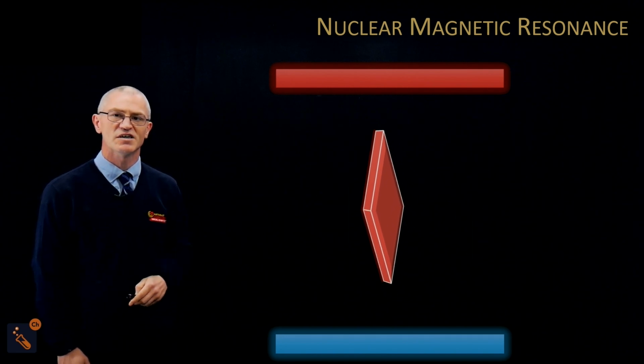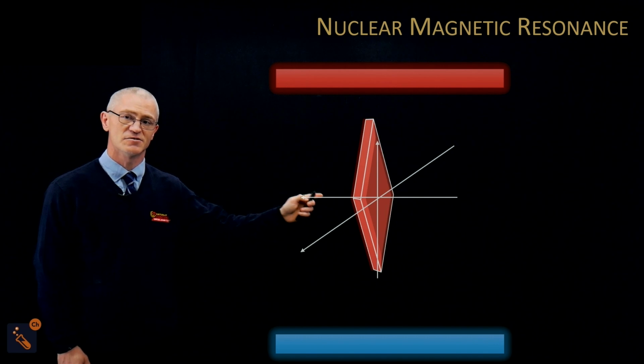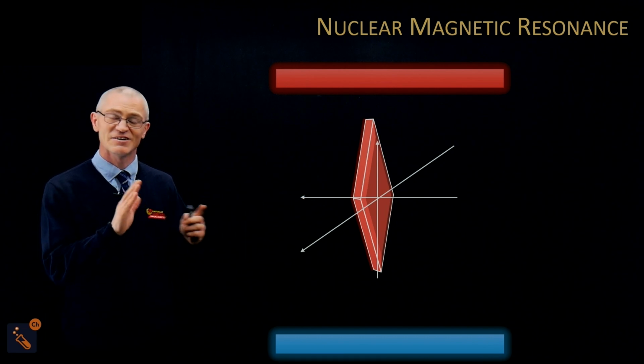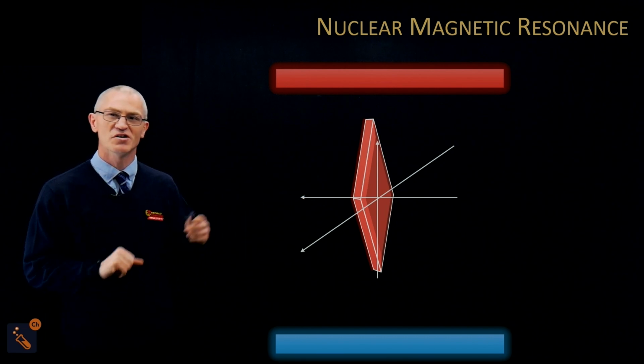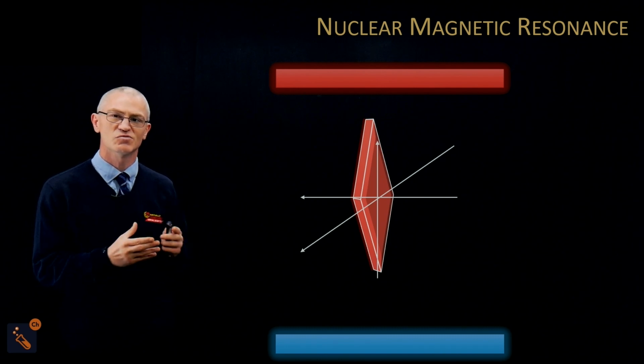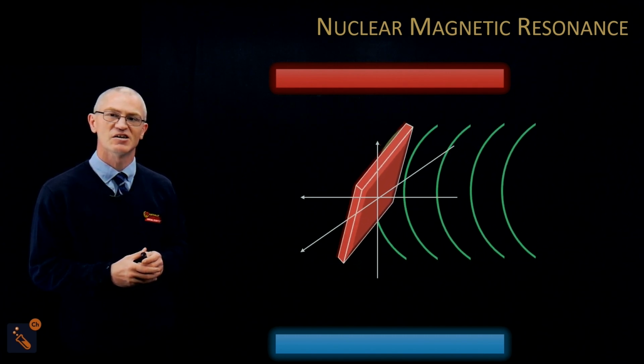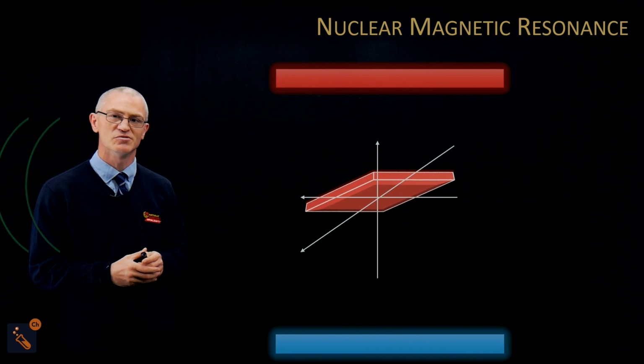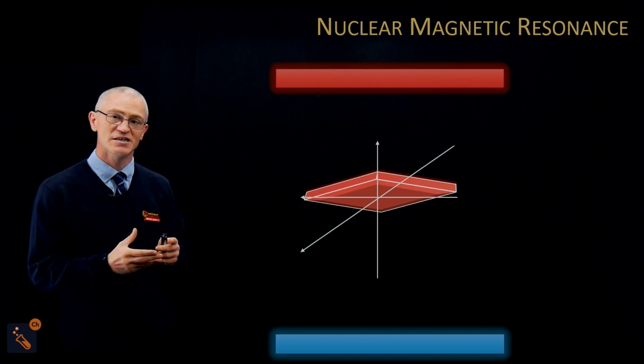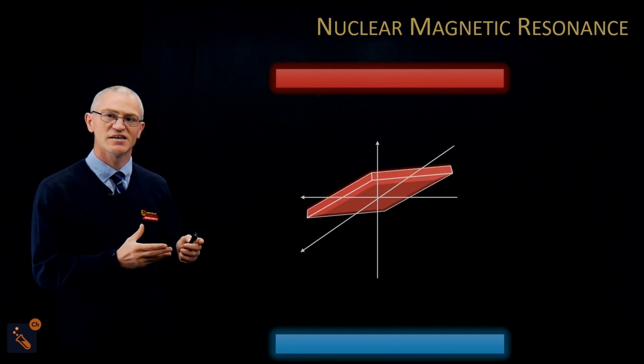Now, they can move in 3 different axes, okay? And in real life, they waggle as well, but we're not going to go into huge detail. We just want to get you to understand. So here we have in line with the magnetic field, and then we put in some energy, and it's opposed. Now the energy we put in is a radio wave in NMR.